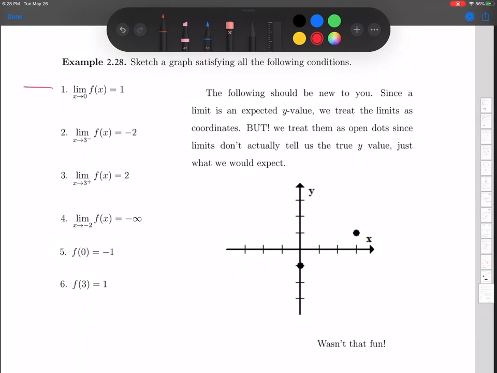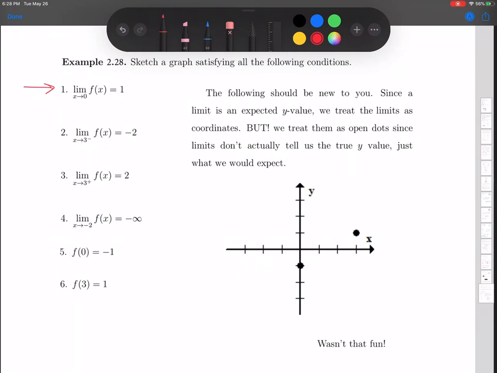So let's go ahead and get into this one. Let's start with number 1 first. Let me go ahead and do this in red, I guess. Number 1 here: the limit as x approaches 0 of f of x, or let me reread that, I always read these backwards. The limit of f of x as x approaches 0 is 1.